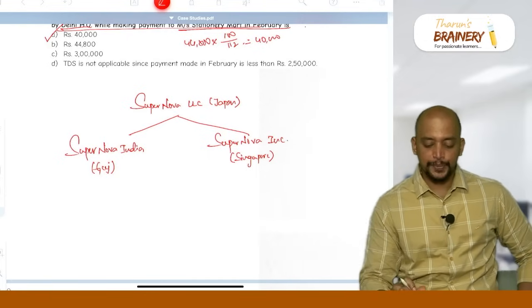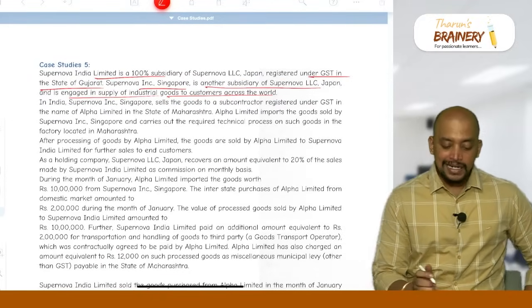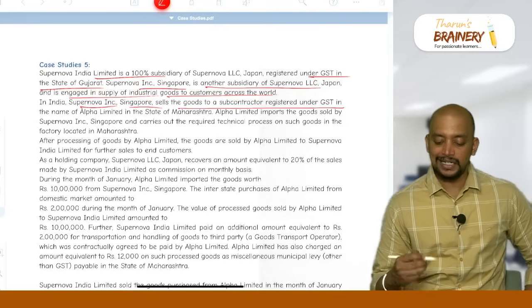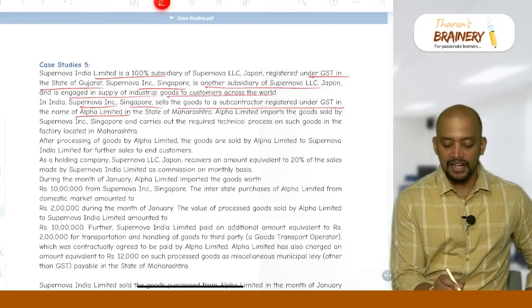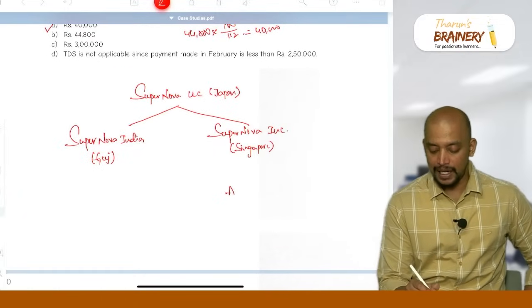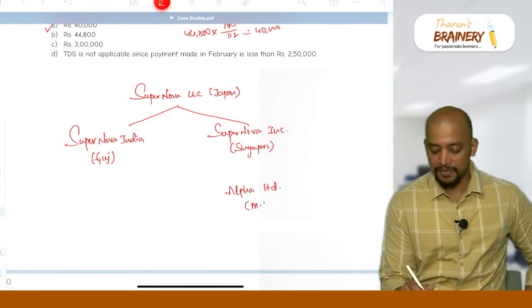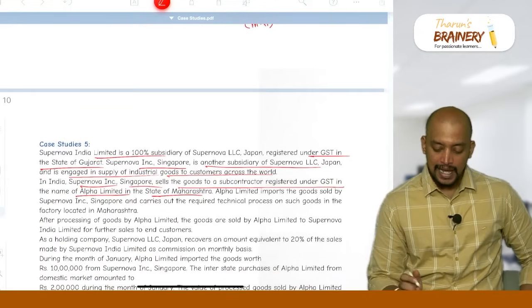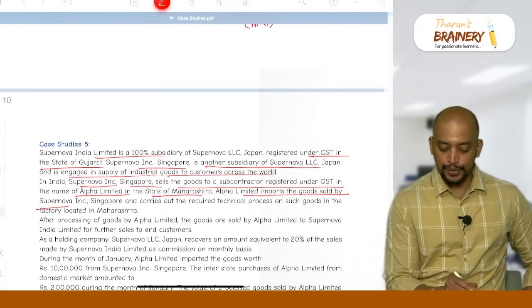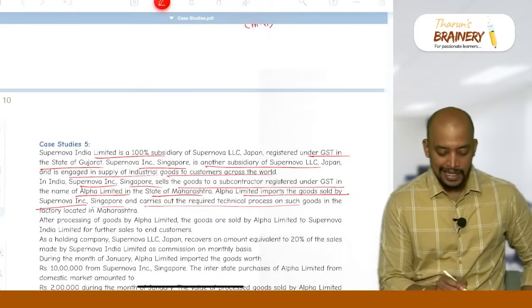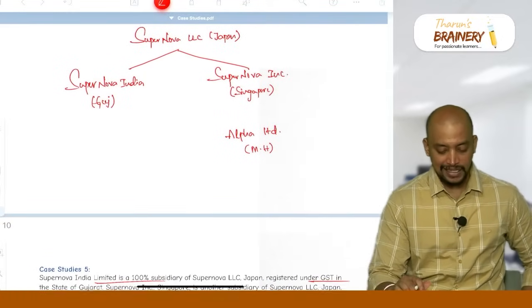And then in India, Supernova Incorporation Singapore sells goods to a subcontractor registered under GST in the name of Alpha Limited in the state of Maharashtra. So Supernova is selling to Alpha Limited, located in Maharashtra. They are making sale of goods. Alpha Limited imports the goods sold by Supernova Incorporation Singapore and carries out the required technical process on such goods in the factory located in Maharashtra.